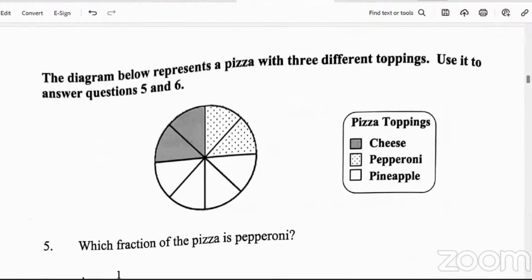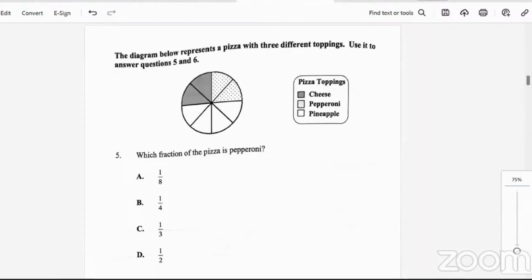All right, let me make this smaller so we can see all the information at once. So this is for question 5. The diagram below represents a pizza with 3 different toppings. Use it to answer questions 5 and 6. We see the different types of pizza toppings. We have cheese, that's the gray shaded area, then the polka dots, that's pepperoni, and pineapple has that white shade. So what fraction of the pizza is pepperoni?